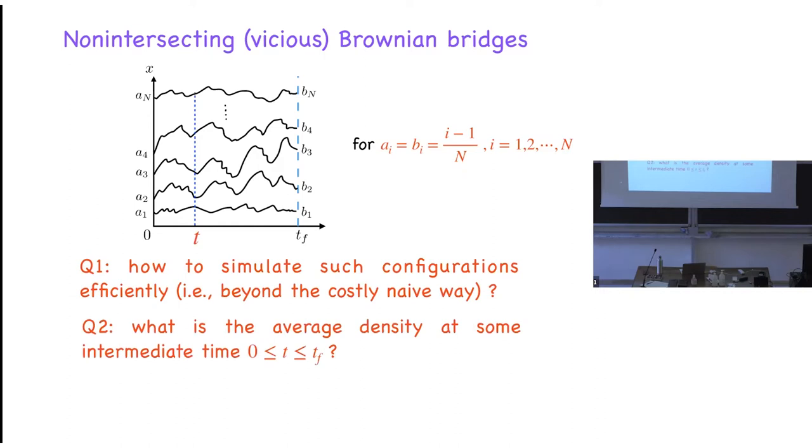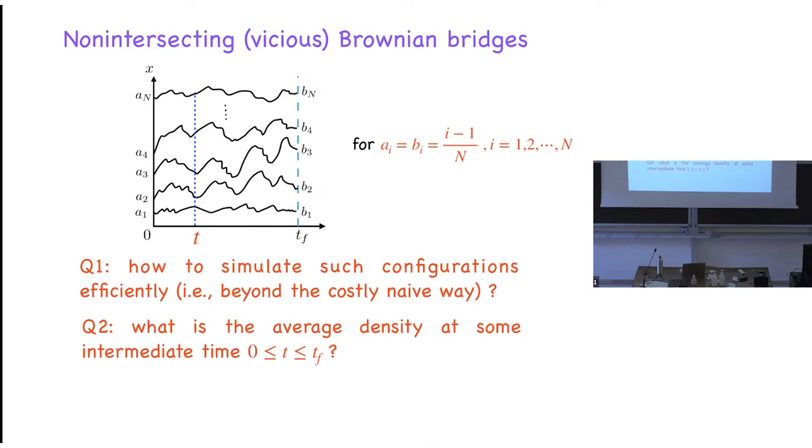For instance, the most natural thing to study is, if I look at a given time t, what's the density of particles that I have? And you will see that it's actually quite a non-trivial question, which turns out to be related to a nice problem in random matrix theory.